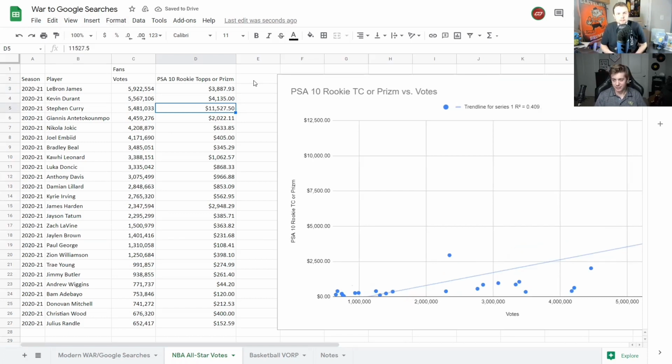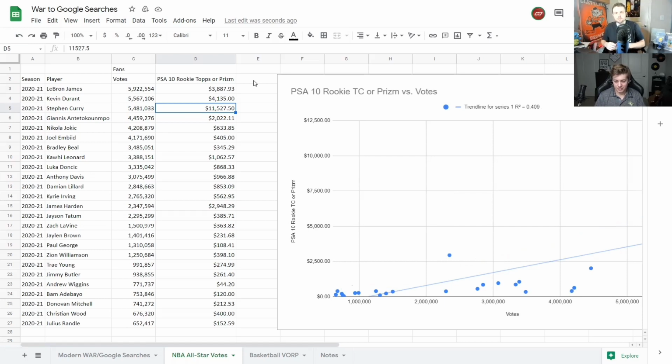So what we can learn from this, and I know you guys are looking at this and you just see a bunch of dots and you see us talking about it, but what you can learn from this is when the All-Star votes come in, you can take a look at the top prices, and this line does kind of correlate with rookie card prices.